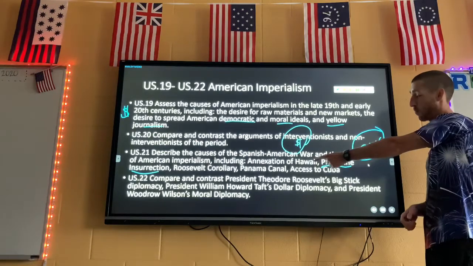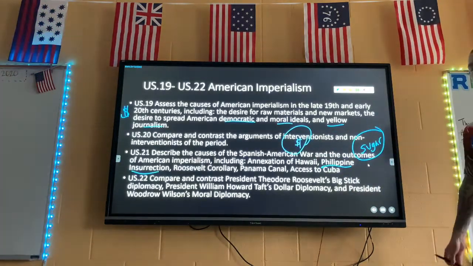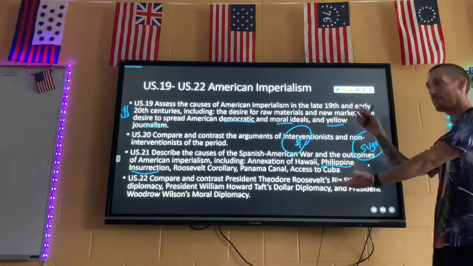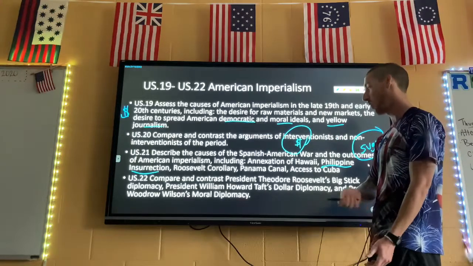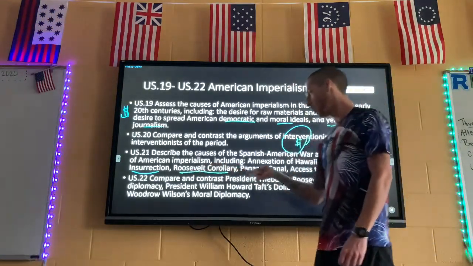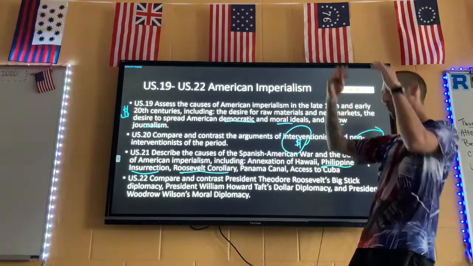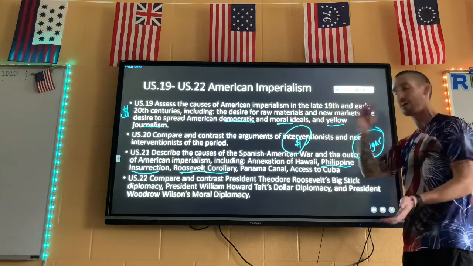Remember, we took over from Queen Lili'uokalani and overthrew her in a way. The Filipino people revolted, obviously, because they don't want another country coming in and taking over. So the United States responds with a whole lot of force and kills a whole lot of people. That's not good. Roosevelt Corollary, that's the world's police, where the United States is the moral conscience, the moral police of the world, and they can use force.